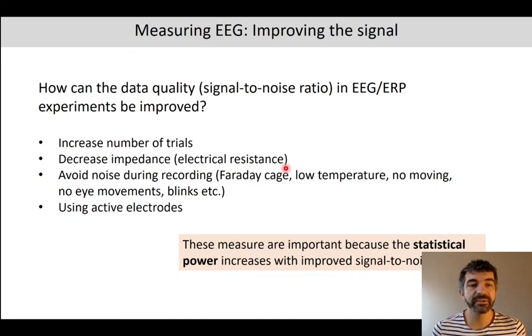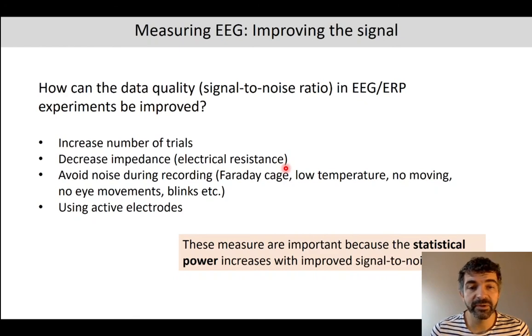Generally, it is advisable to avoid any noise during recording, so use a Faraday cage and low temperature, so that participants are not sweating. Instruct them to not move around during the task. In the breaks, that's fine, but not during the task. Do not move the eyes, blink, etc., while there's something on the screen that you're interested in getting a response of in the EEG signal.